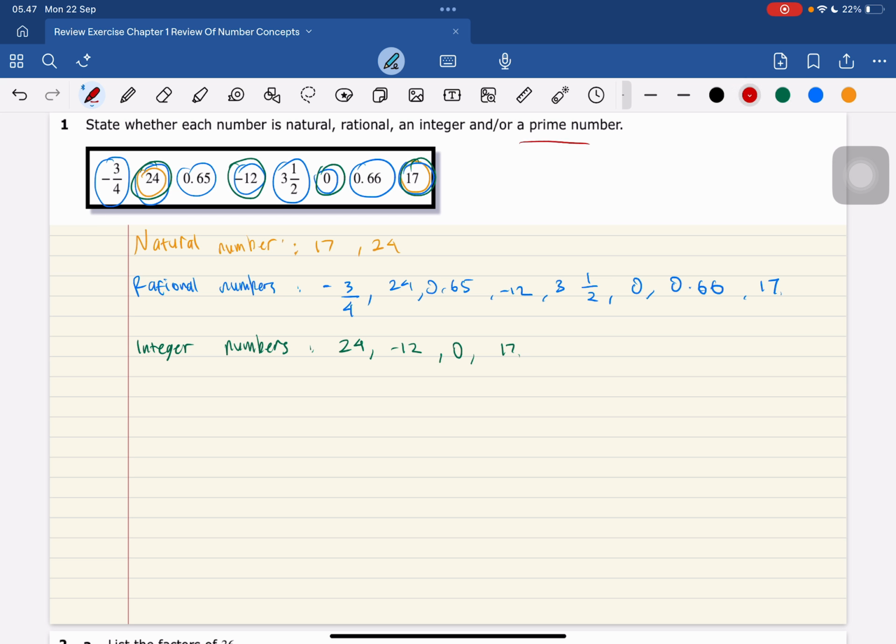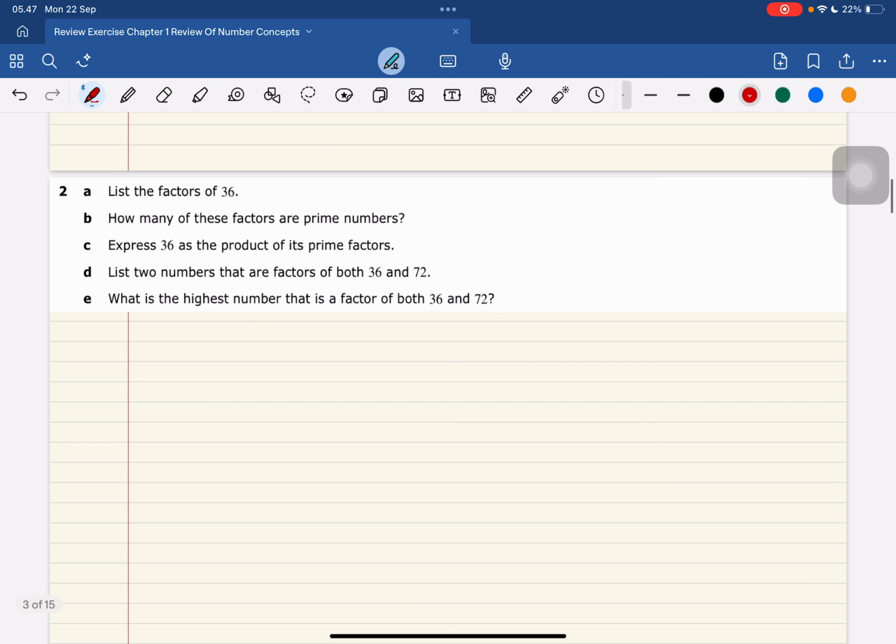Next is prime numbers. Remember, a prime number has exactly 2 factors: 1 and the number itself. 24 is not a prime number. The factors have 2. Okay, so we got here 17 as a prime number.